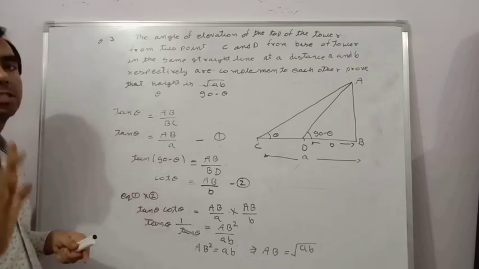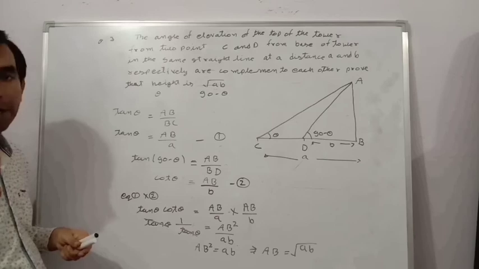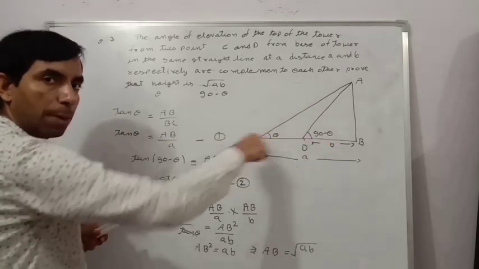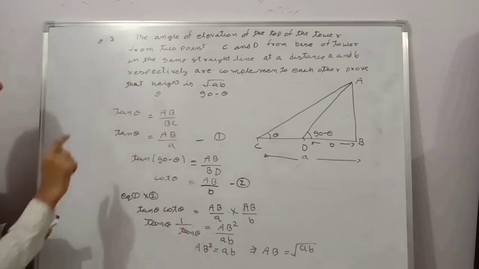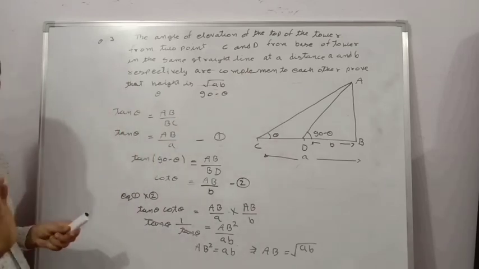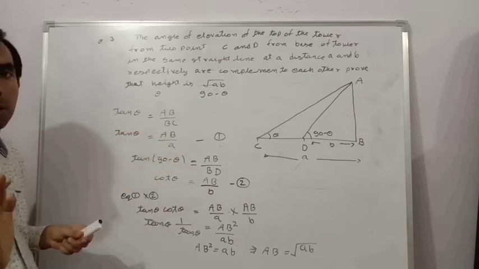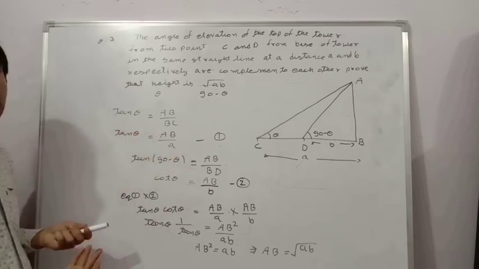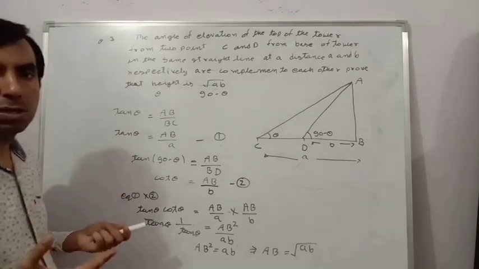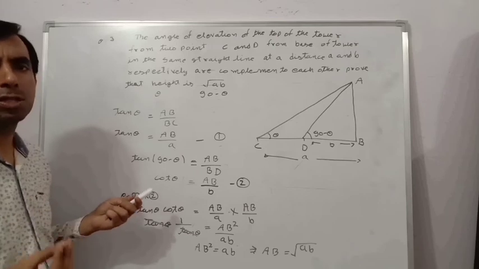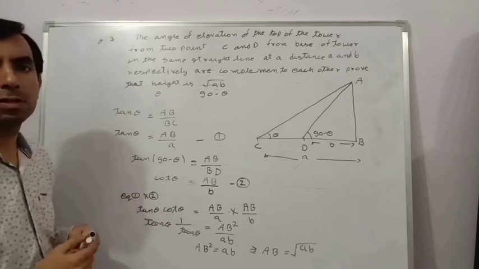Generally, in height and distance questions we take the formula of tan. I take tan theta, which is equal to perpendicular upon base, meaning AB upon BC. Of the values given, we have only BC, that is small a. Write it and mark this equation. If we cannot solve a question right away, write the equation number, because it may be used after some time.